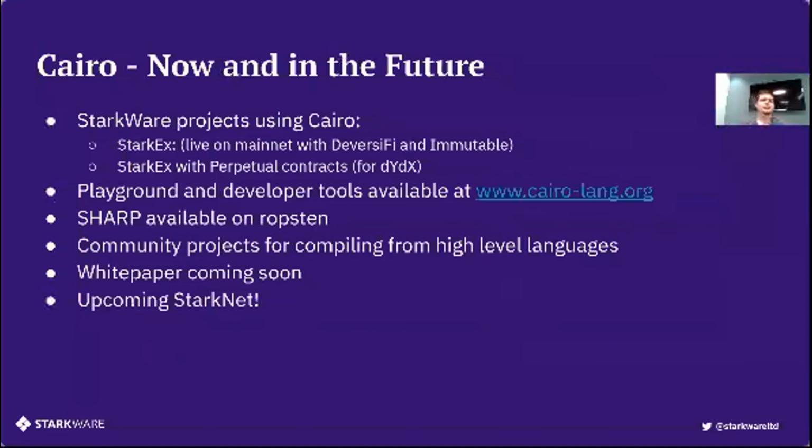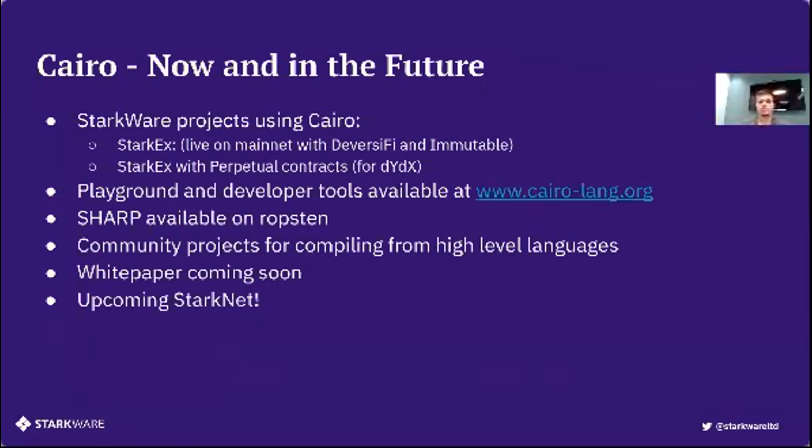So, Cairo. Today we are using Cairo live on mainnet. We use it in dYdX, Immutable, and DiversiFi. And this is the website for the Cairo language. You can see all the developer tools and playground and documents. Everything you need to know is there.